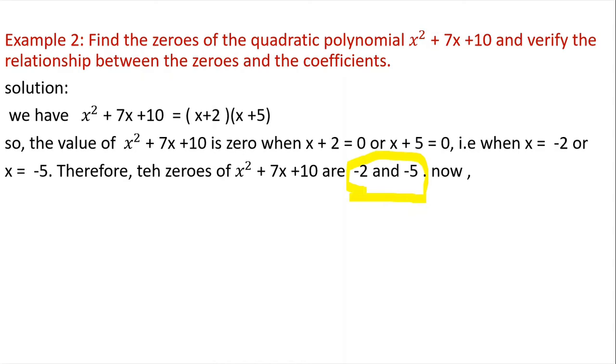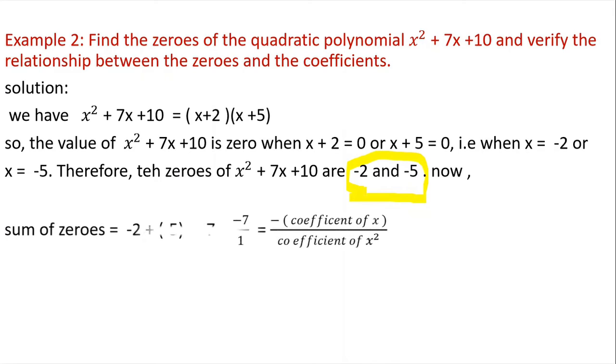If you want to check the relationship between the zeros and coefficients, compare the given quadratic polynomial with the standard form of equation, that is ax square plus bx plus c. Then we get the value of a as 1, the value of b is equal to 7 and the value of c is equal to 10.